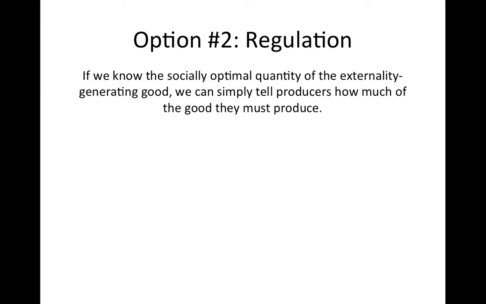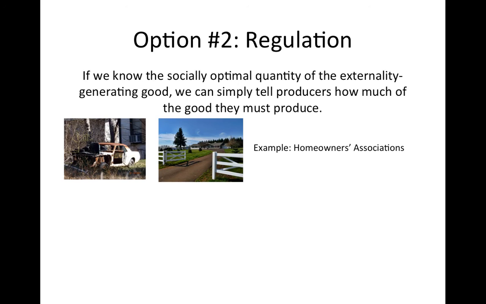The second way to remedy externalities is through regulation. If we know the socially optimal quantity of the externality generating good, we can simply tell sellers how much they must produce. In practice, this is what homeowners associations do. In the U.S., homeowners associations can regulate what property owners are and are not allowed to store on their property, the allowable exterior colors of the home, and even how often a homeowner should mow the grass.